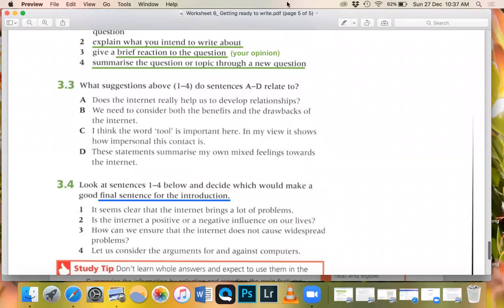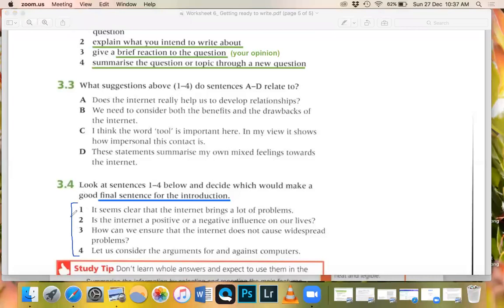Okay, so let's look at these 4 sentences. Decide which one of these would be a good final sentence for our introduction. So please read all of them and then just type the number of the one that you think would be the best final sentence for our introduction. So we're still talking about the same topic, the internet either isolating us or helping us to stay connected. We restate the question. Which of these would be a good final sentence?